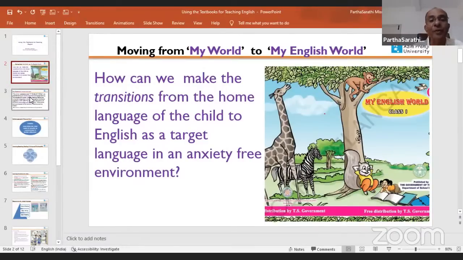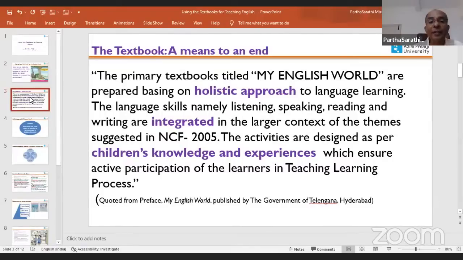Another point is that I would like to request you to look at the preface of the textbooks. Now I am quoting from the preface of My English World, published by the government of Telangana.